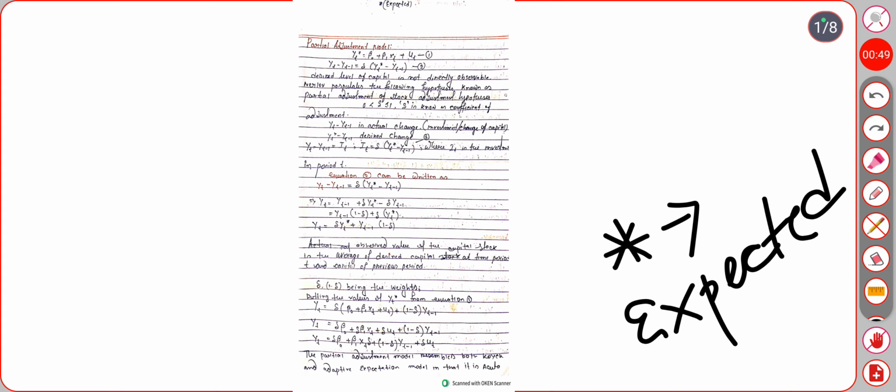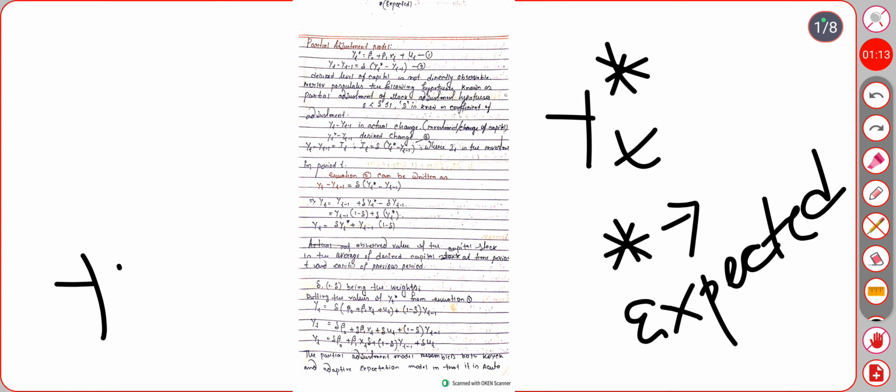Yt minus yt minus 1, the current consumption minus the actual previous year consumption, is equal to del of yt star minus yt minus 1. Yt star is the expected value and yt minus 1 is the previous year actual value. T minus 1 is the previous year actual value.